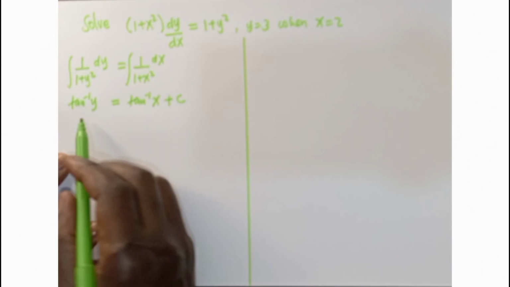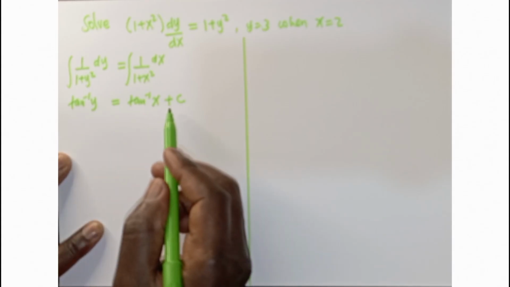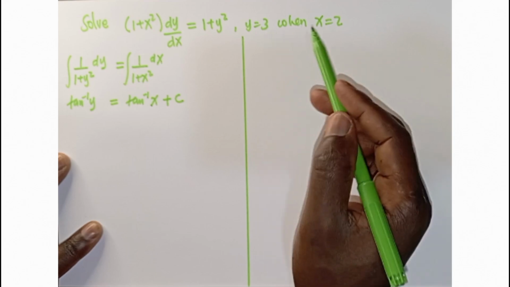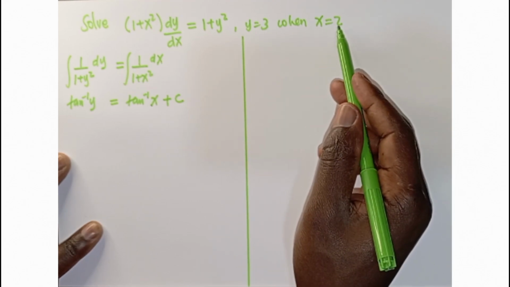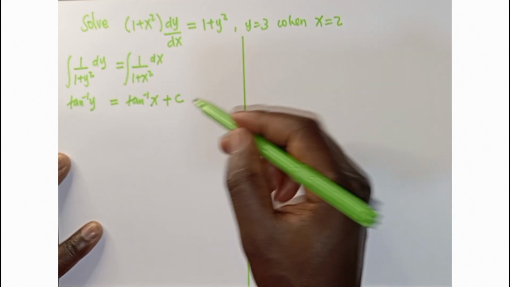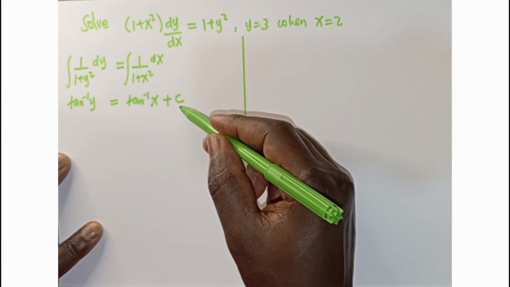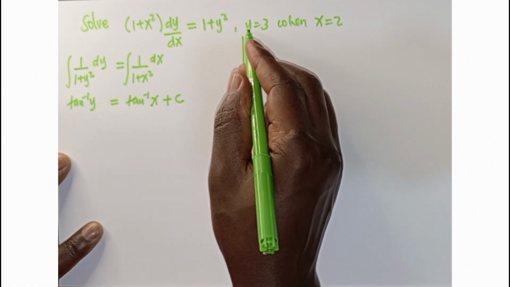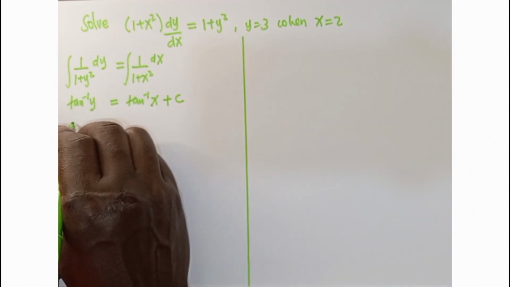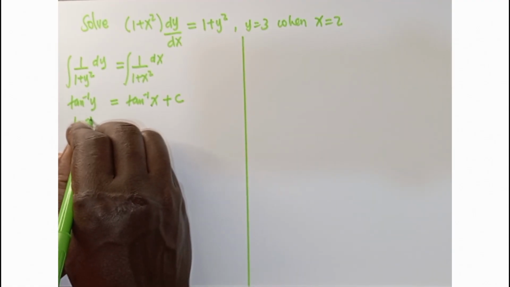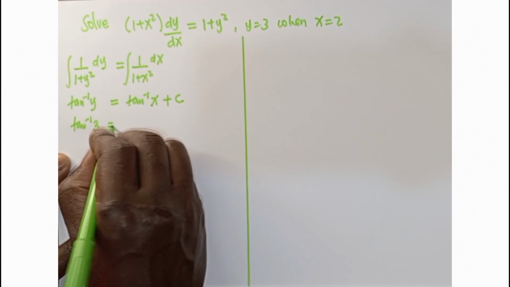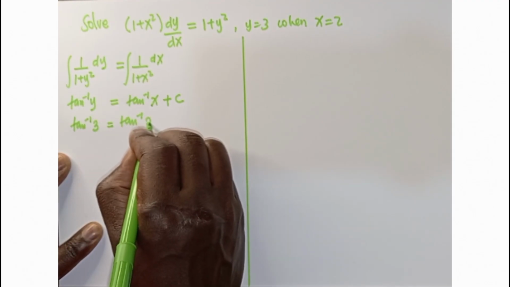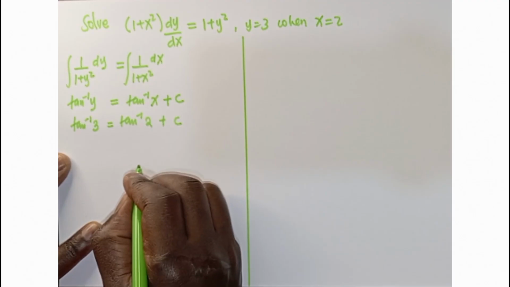Now after having this, we have to evaluate. We are given the conditions: y is equal to 3 when x is equal to 2. So we have to get c. How do we get c? We get c by substituting in. So when y is equal to 3, we shall have tan inverse of 3 is equal to tan inverse of 2 plus c.